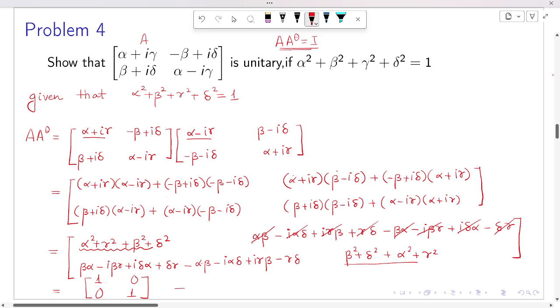So what we have proved is that A conjugate A is identity. It means A is a unitary matrix.